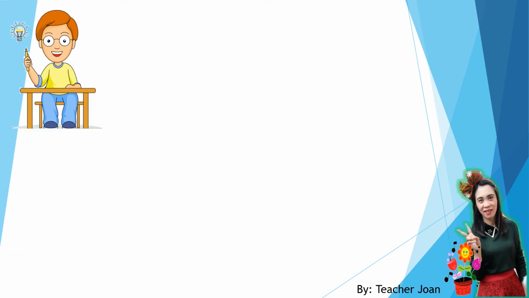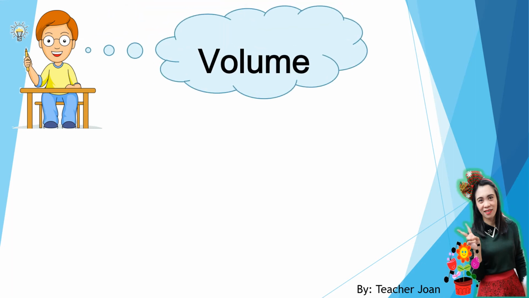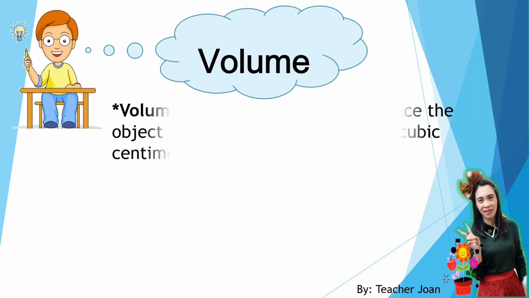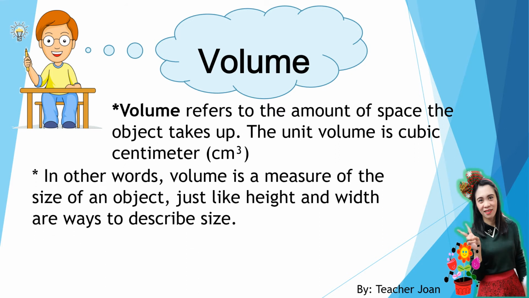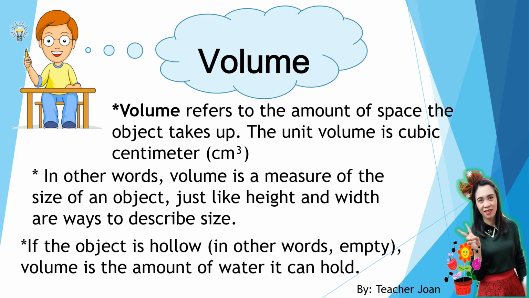Now let's talk about finding the volume of matter. Volume refers to the amount of space the object takes up. The unit of volume is a cubic centimeter. In other words, volume is a measure of the size of an object, just like height and width are ways to describe the size. Also, if the object is hollow, hollow means empty, volume is the amount of water it can hold.